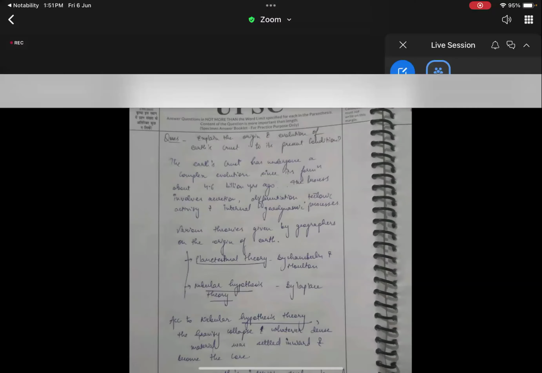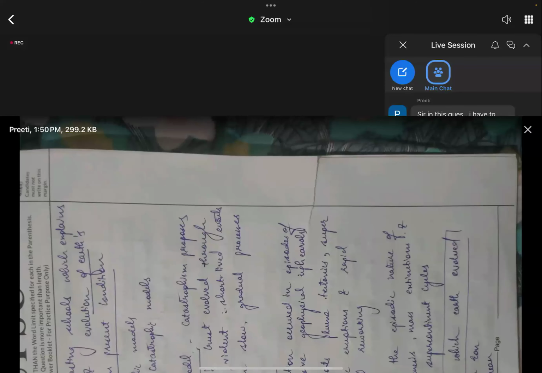According to nebular hypothesis theory, the gravity collapse, the dust material was settled inward and became the core. Such a layered stratification structure is best explained by the nebular hypothesis theory. Okay, so this part is okay. Now moving to the next part. The two contrasting schools which explain the origin and evolution of Earth's crust are the catastrophic model and the non-catastrophic model.